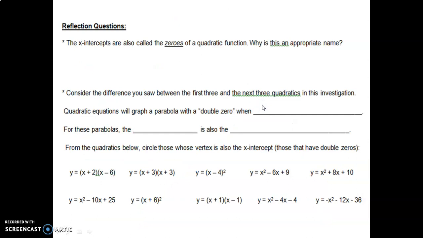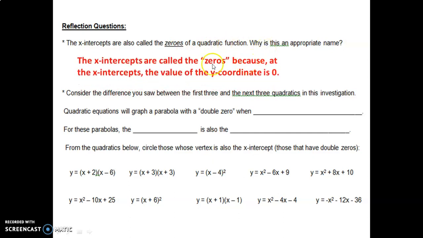Great, let's do some more things. So let's conclude some things from that. Reflections. The x-intercepts are also called zeros of a quadratic function y. Well, the x-intercepts are called the zeros because at the x-intercepts, the value of the y-coordinate is 0, and that's why we set y equal to 0 when we're solving for x.